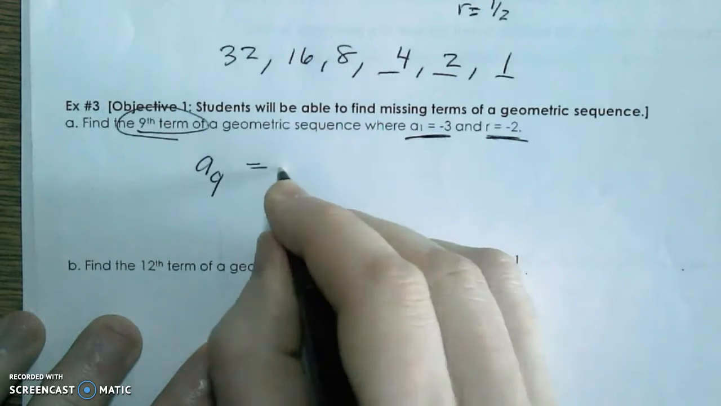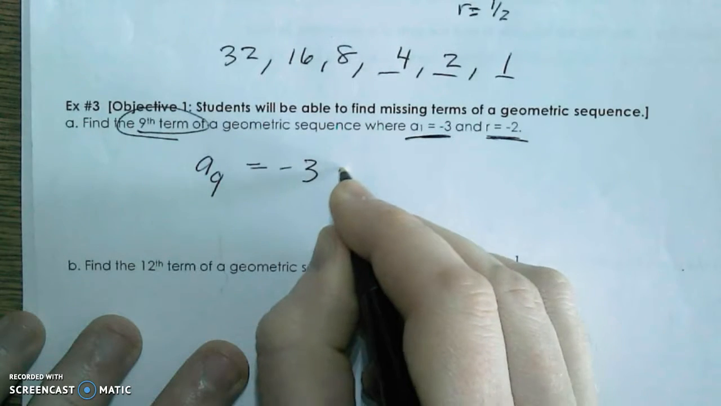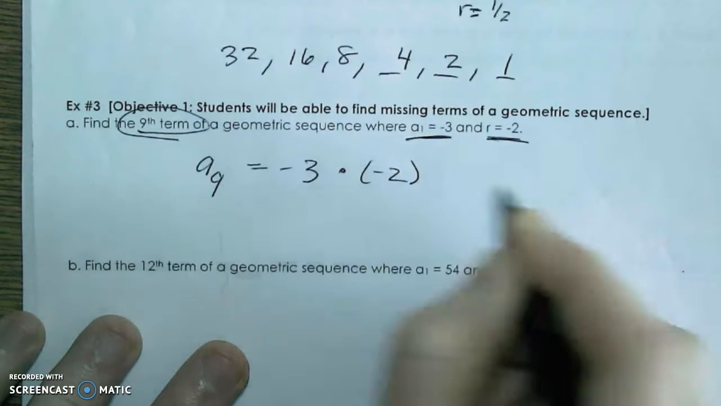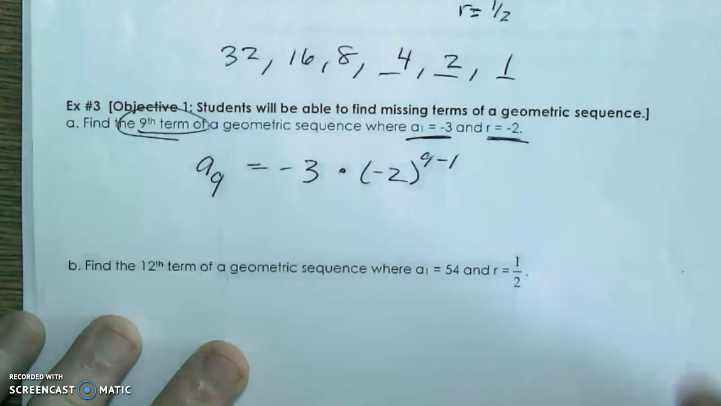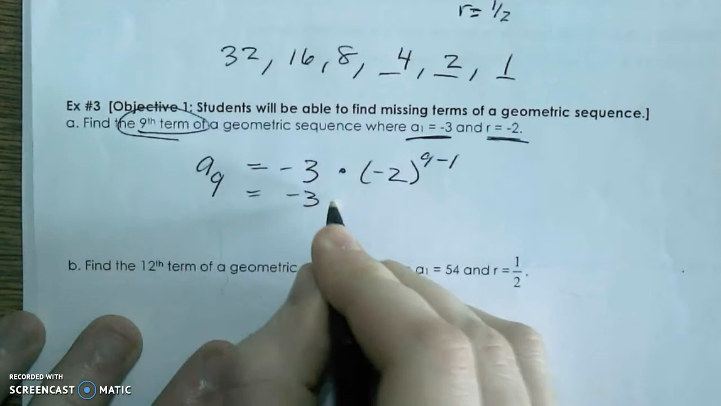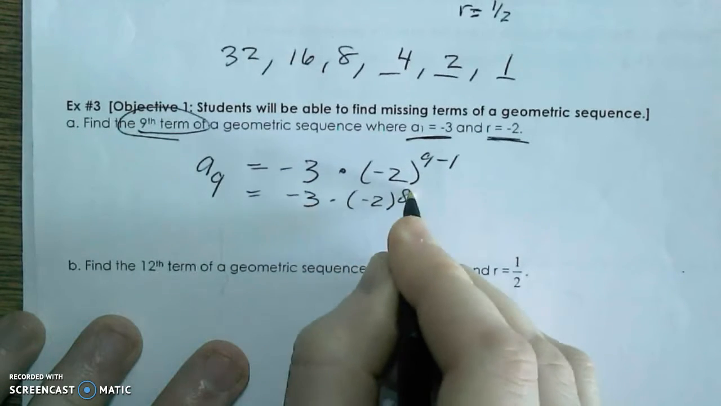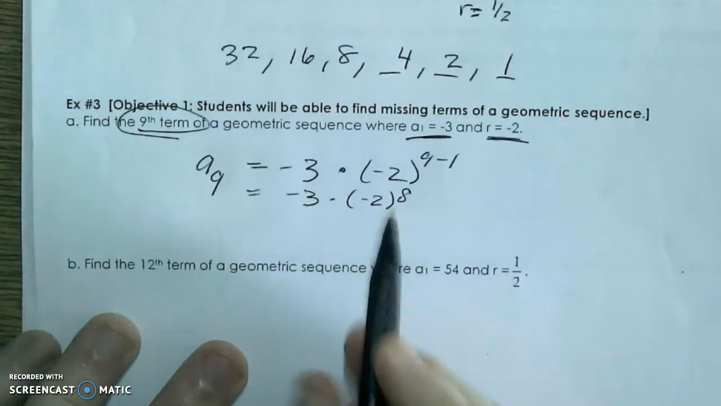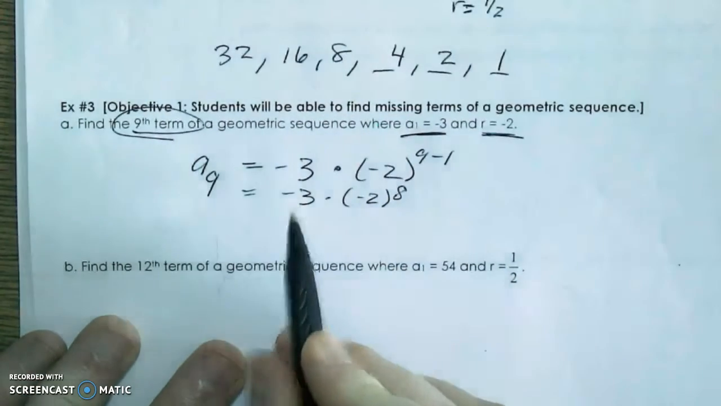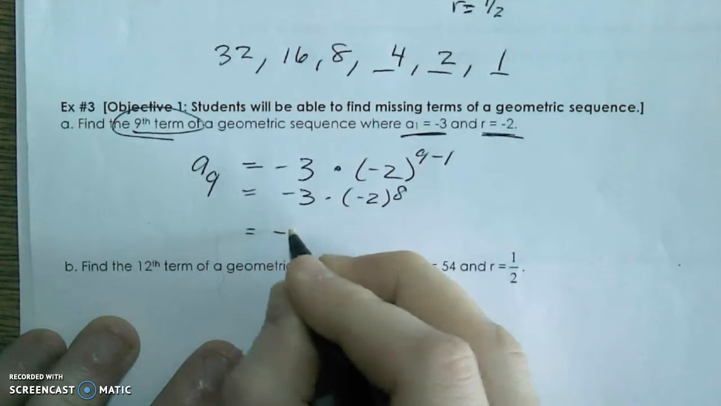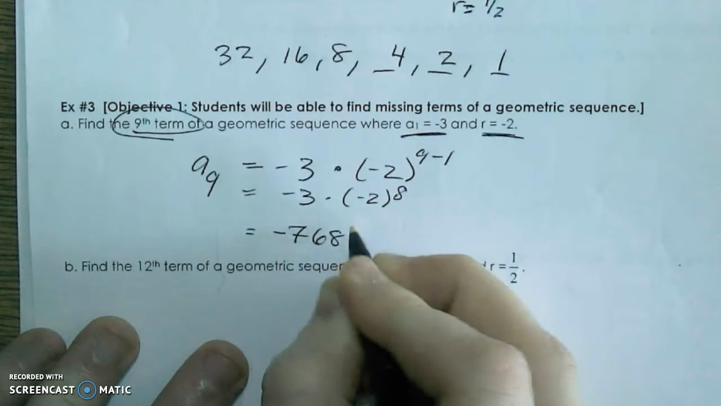So a1 is -3 times r is -2, and then n minus 1, since n is 9, it's 9 minus 1. So we have -3 times -2 to the 8th. So you're going to do -2 to the 8th first, exponents first, and then multiply by -3, and you should get -768.